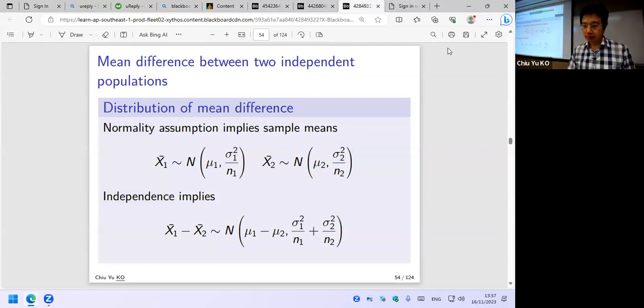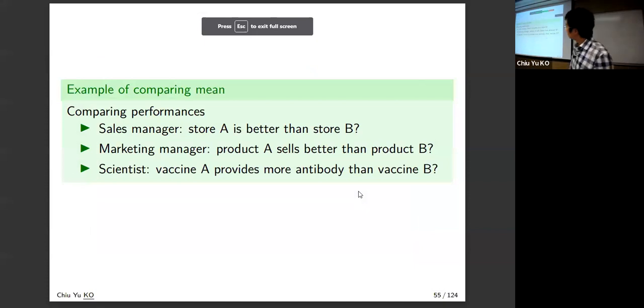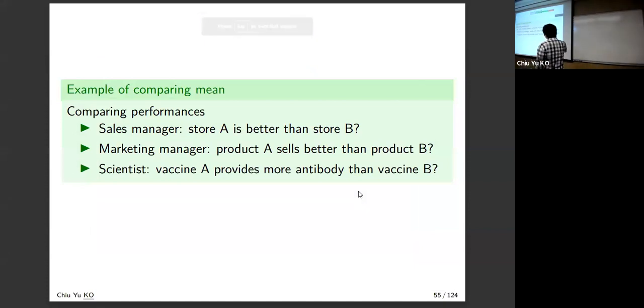Now, as we said, what are the applications? Is manager store A better than store B? If that's the case, probably you want to give more bonus, or you want to increase your sales and look at why store B is worse than store A. If you're a marketing manager, is product A selling better than product B?